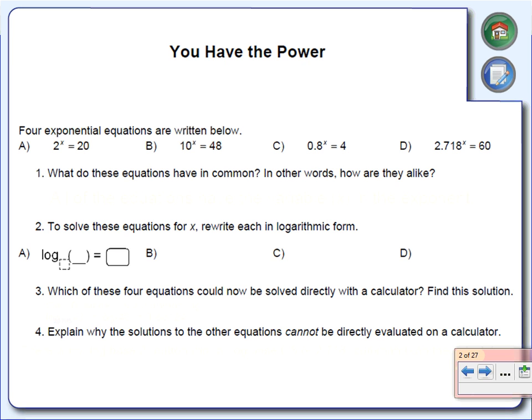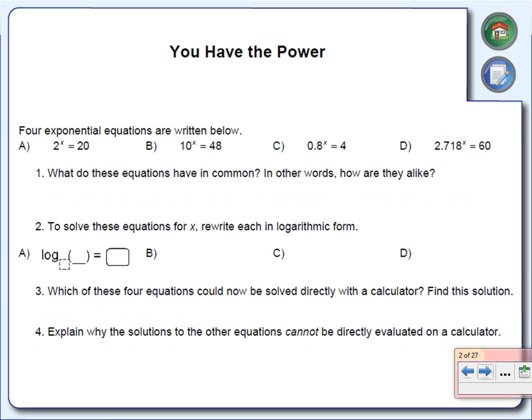The exponent. What about the exponent? They're missing. They're all the variables. Okay, so for number 1, I want you to write down that all of these have an exponent of x. All 4 of those equations that you were given have an exponent of x. That's what they have in common.